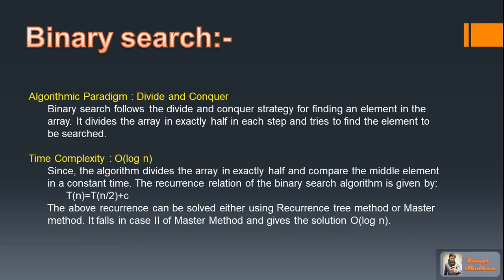searching element. The time complexity of the binary search algorithm is order of log n. Since the algorithm divides the array in exactly half and compares the middle element in constant time, the recurrence relation of the binary search algorithm is given by T(n) = T(n/2) + C, where C is a constant time. The above recurrence relation can be solved either through the recurrence tree method or the master method. It falls in case 2 of the master method and gives the solution order of log n.